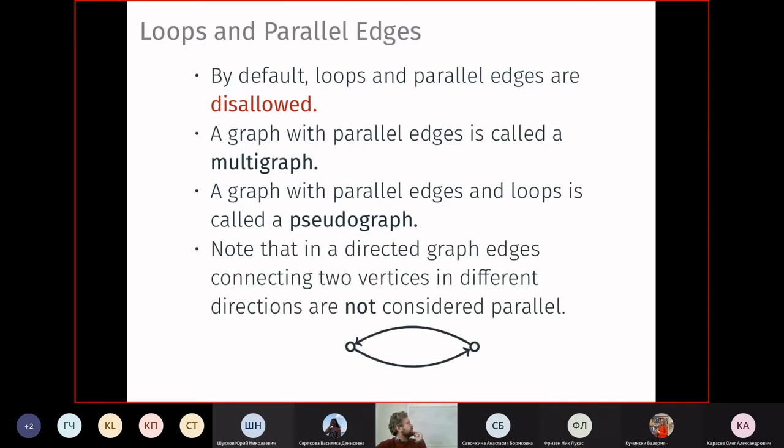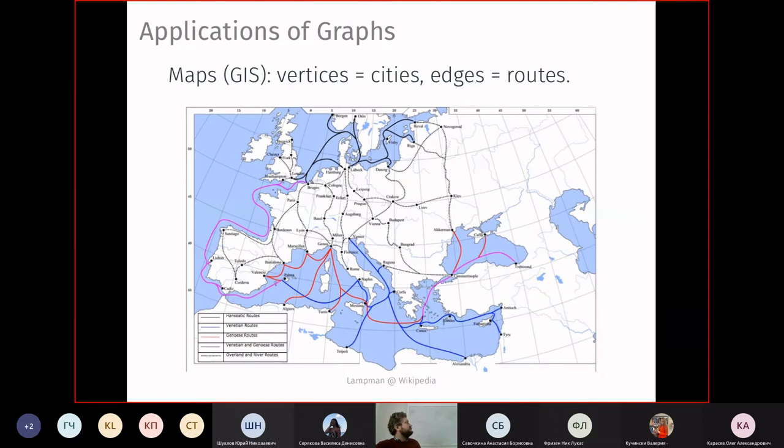I will notice that. And notice that if you have a directed graph and you have edges which go in different directions, they're not considered parallel. It's a normal situation that you have two edges which go in different directions. And there are many applications of graphs in representing all sorts of data which is structured as some objects and some relations between them. A very classical example is maps or geographical information systems. For example, vertices are cities and edges are routes that connect. This is a map of medieval trade routes from Wikipedia.